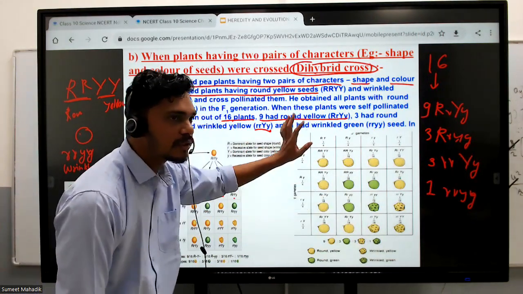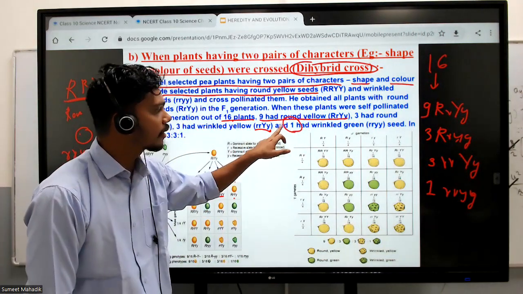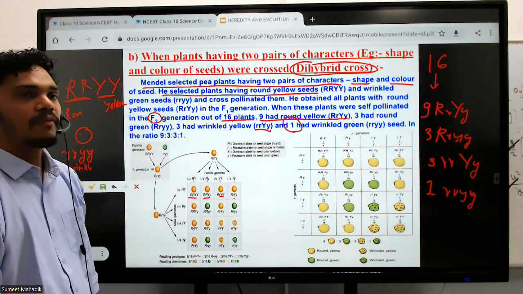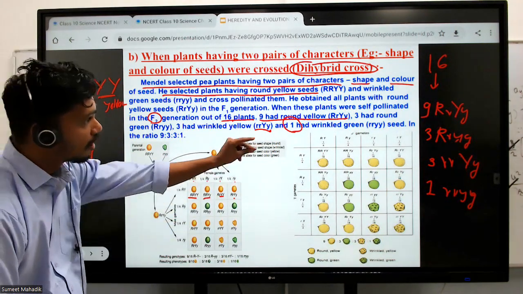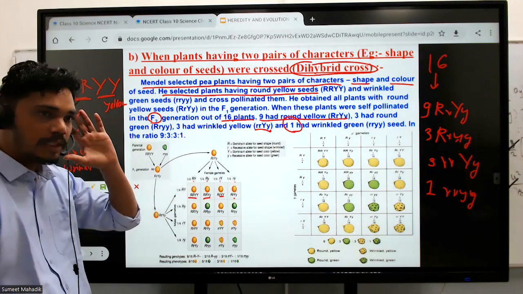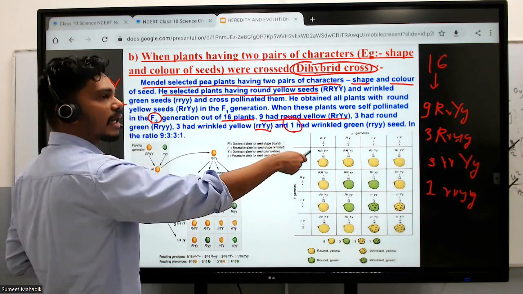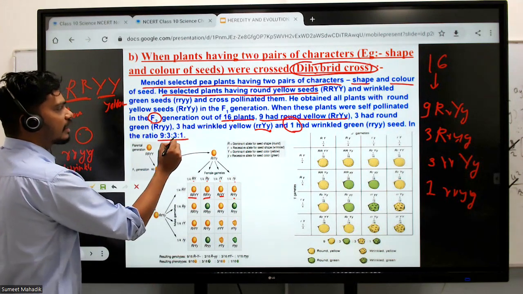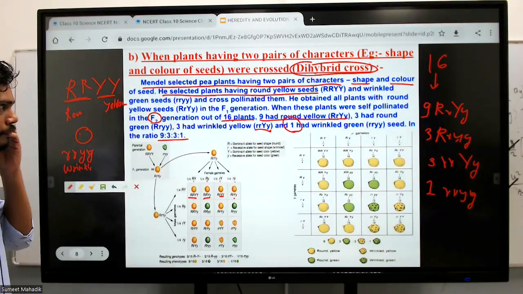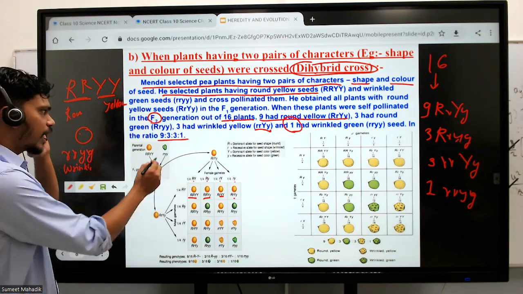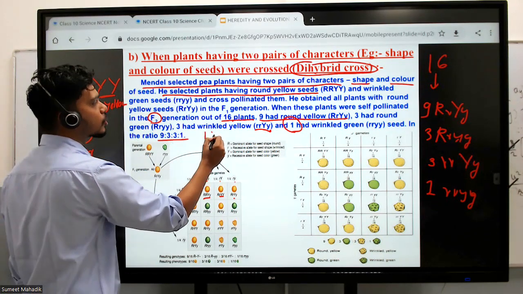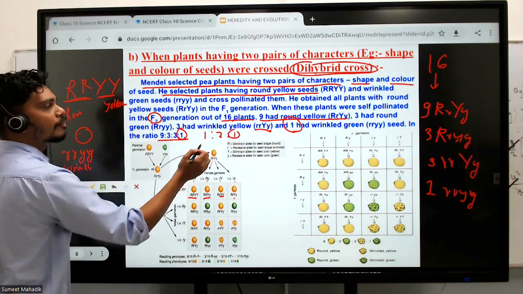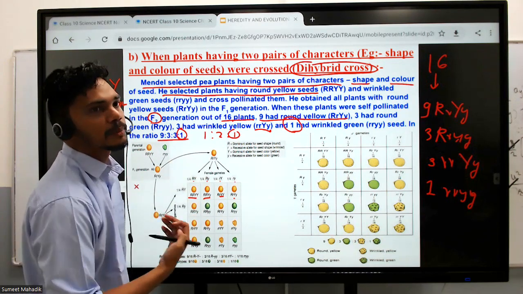So everything is expressed, and even dwarfness. I mean, you can say the last one also got expressed. That is small r small r, small y small y. That is what? Wrinkle green, which should not be expressed, but it's expressed. So everything is getting expressed over here. So what is the ratio? 9-3-3-1 is the ratio. So in dihybrid, what is the ratio? 9-3-3-1. In a monohybrid, the ratio was 1 is to 2 is to 1. So the ratio of 1 is there. Which one? The recessive one is also getting expressed.